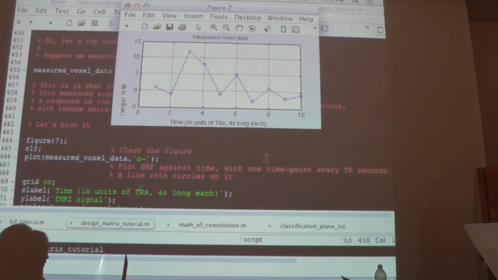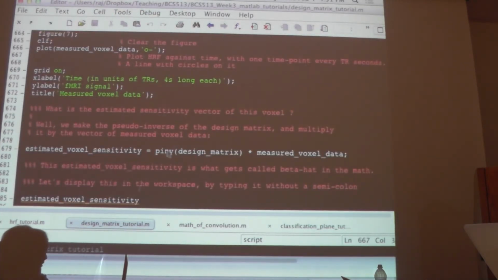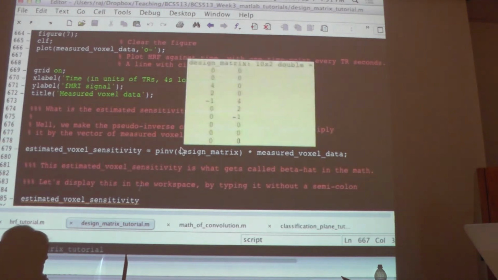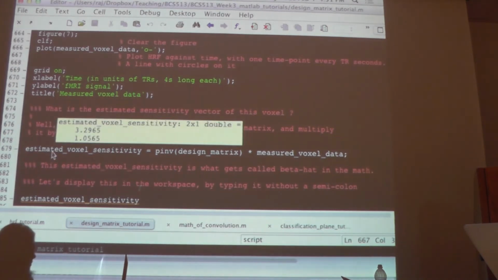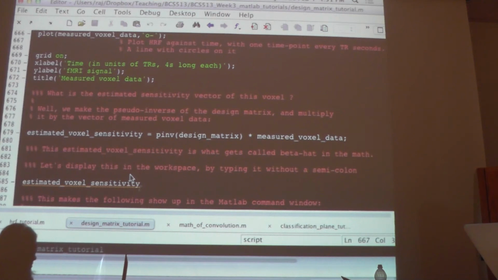Okay, so I say I measured this from a voxel, and I want to estimate to what degree this voxel is sensitive to the stimulus that I presented, the first one, which I presented at time 2, which was the word, and the stimulus I presented later on, which was the object. I do that by taking my measured voxel data and multiplying it by what acts as if it was 1 over the design matrix. It's actually this thing called the pseudo-inverse of the design matrix, but you can think of it as 1 over the design matrix, more or less. And that gives me my estimate of voxel sensitivity. And that's literally the essence of what happens in an fMRI analysis.